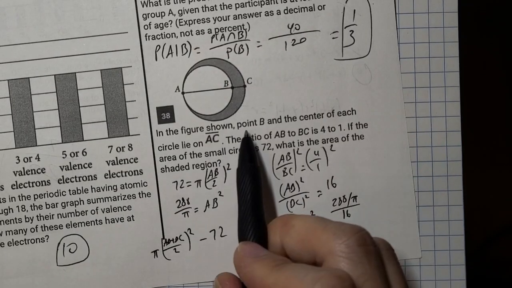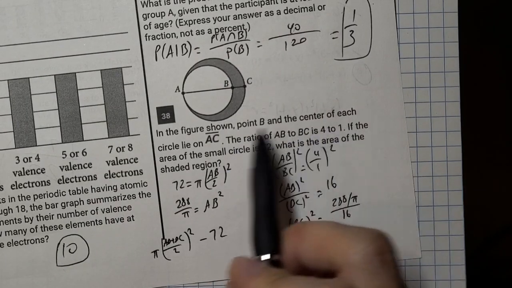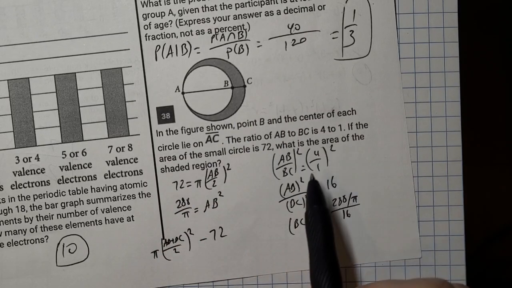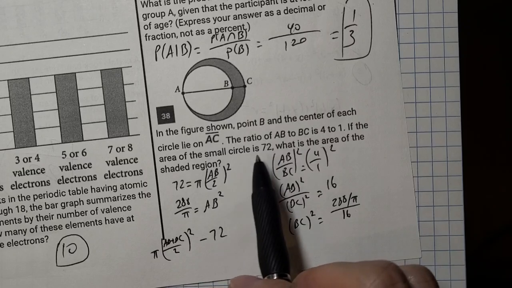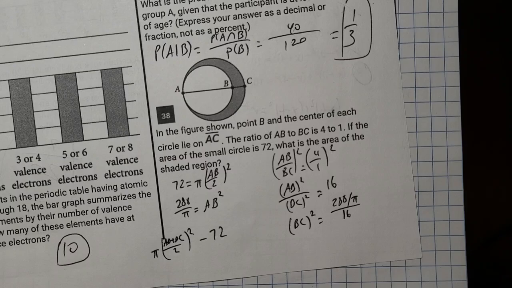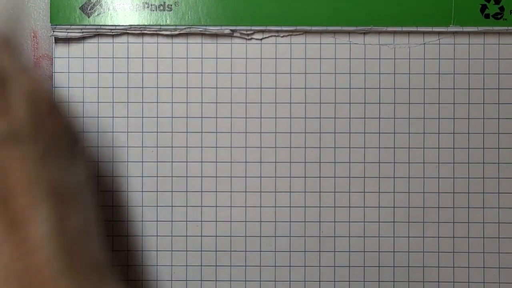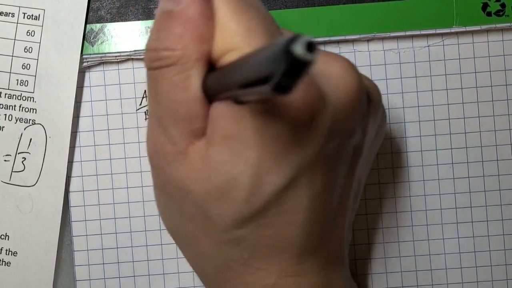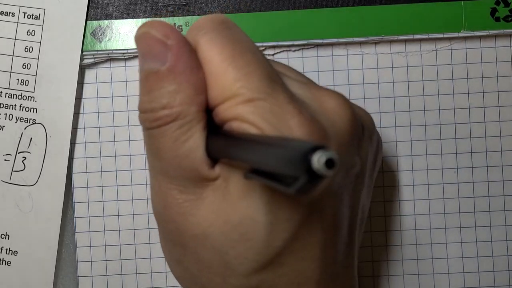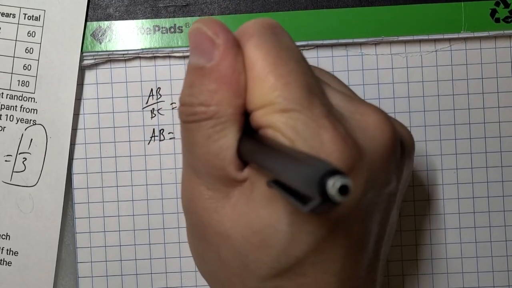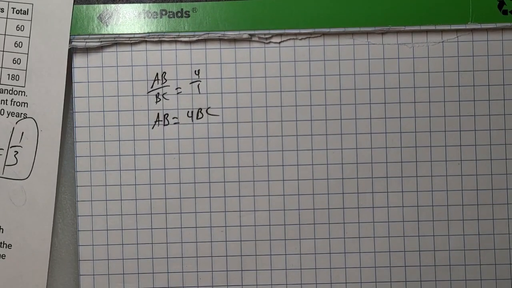Okay, so in the figure shown, point B and the center of each circle lie on AC. The ratio of AB to BC is 4:1. If the area of the small circle is 72, what's the area of the shaded region? Do I need to even do all this? Since I have scratch paper, let me just do it here. So it's given AB to BC is 4:1. So AB is, yeah, I think I made my life a lot more complicated. AB is 4BC.